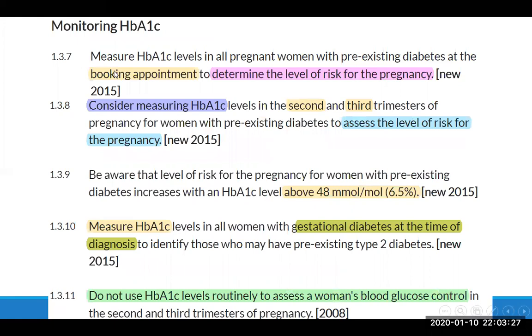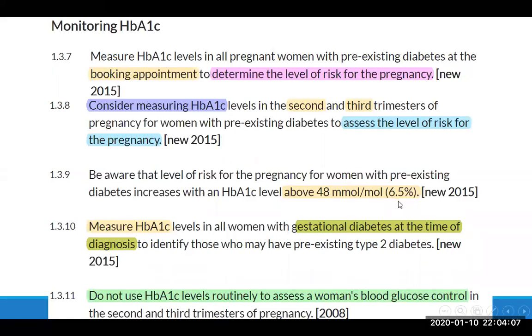How to monitor hemoglobin A1C? Here they recommend measuring hemoglobin A1C in all pregnant women with pre-existing diabetes at the booking appointment, but the value of this measurement is to determine the level of risk of pregnancy, not to set specific targets and control of blood sugar. They also recommend measuring hemoglobin A1C in the 2nd and 3rd trimester, also to assess the level of risk for the pregnancy, not tight control.